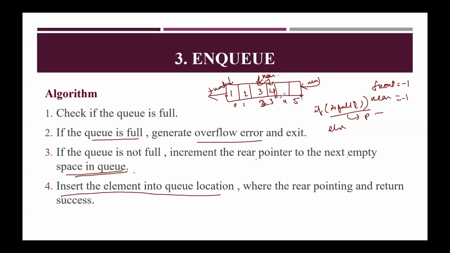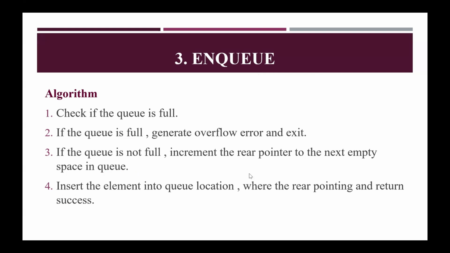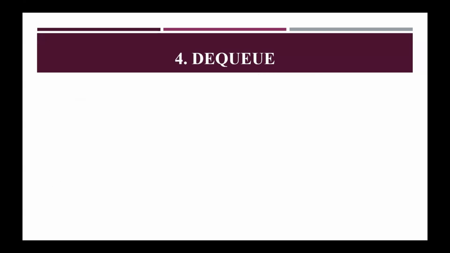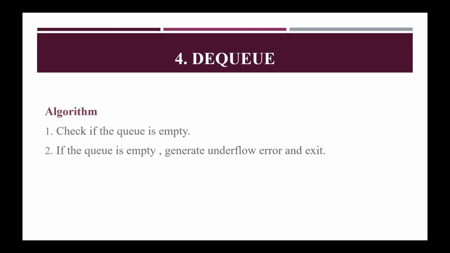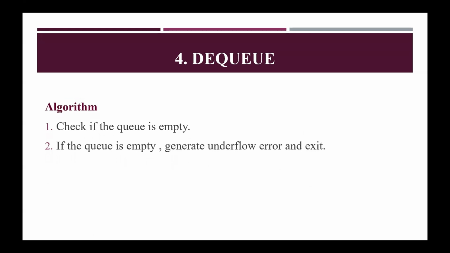So this is the way we can insert an element into the queue, and in a queue this operation is called enqueue. Enqueue means entering an element into the queue. That's why it is called enqueue. The next operation is dequeue. Dequeue means deleting an element from the queue.